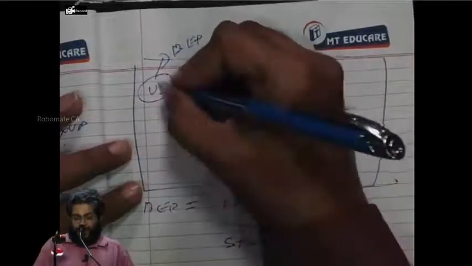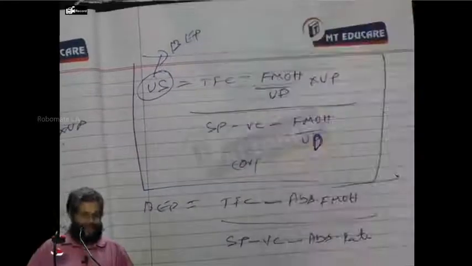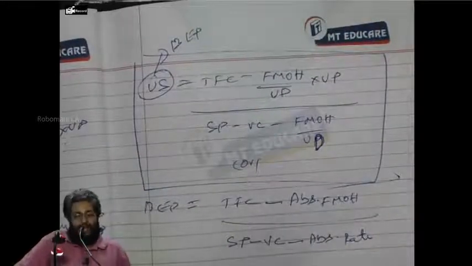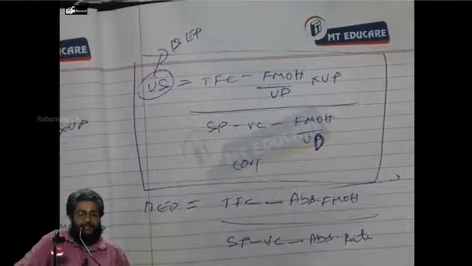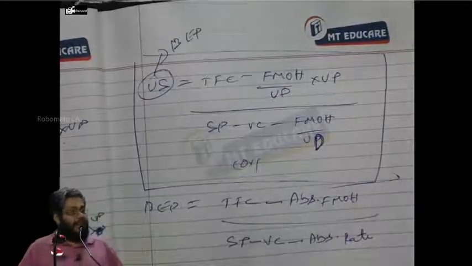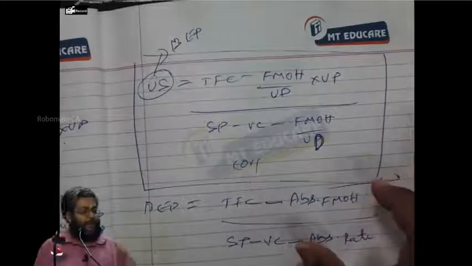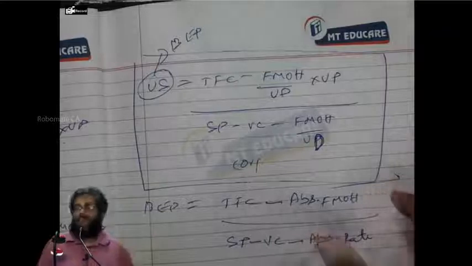Unit sold is called the break-even point, BEP. Everybody respond. Are you following the formula or not? Now, next. Point 1 is over. What is point 1? Derivation of formula.